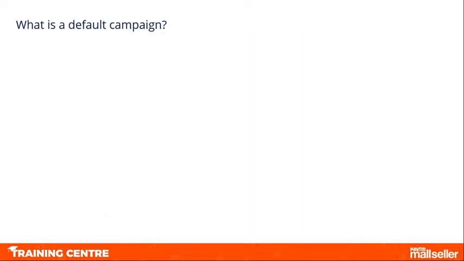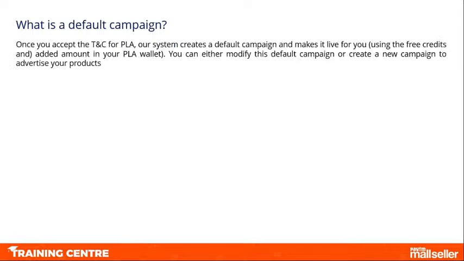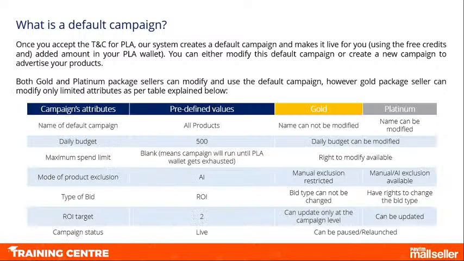What is a default campaign? Once you accept the T&Cs for PLA, our system creates a default campaign and makes it live for you using your free credits. You can either modify this default campaign or create a new campaign to advertise your products. Both gold and platinum package sellers can modify and use the default campaign.